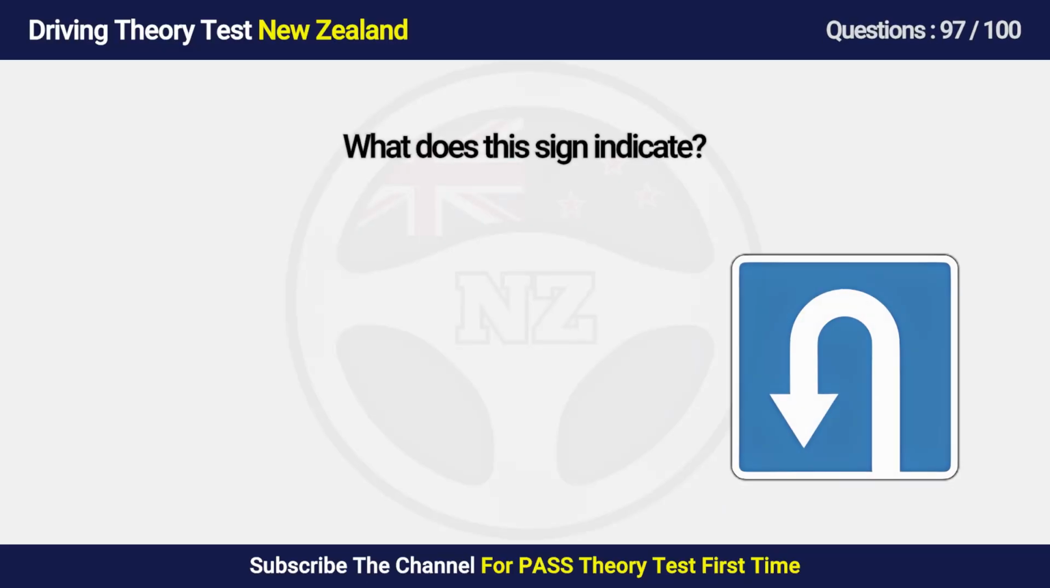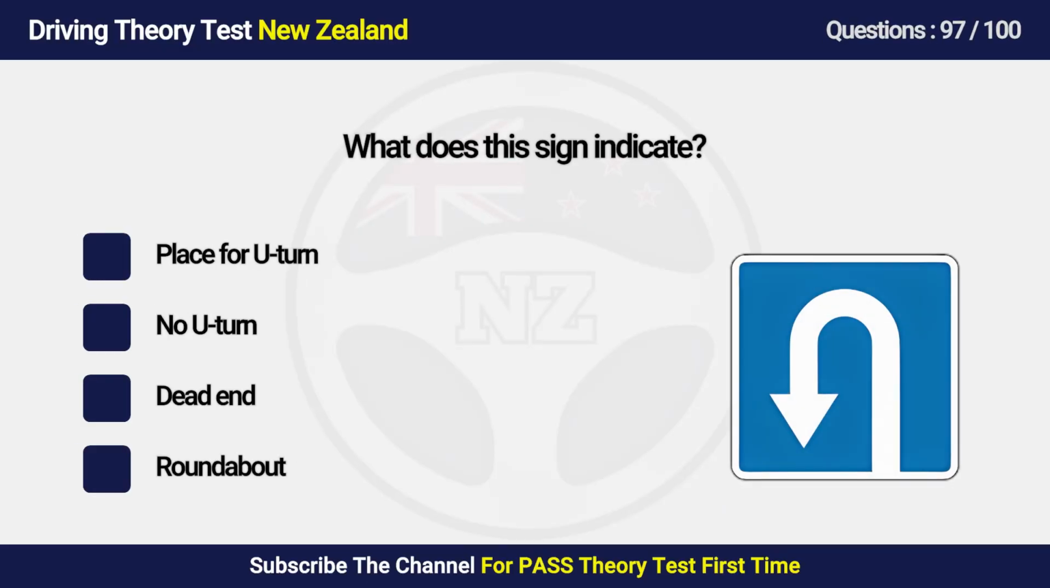Question 97. What does this sign indicate? A. Place for U-turn. B. No U-turn. C. Dead end. D. Roundabout.